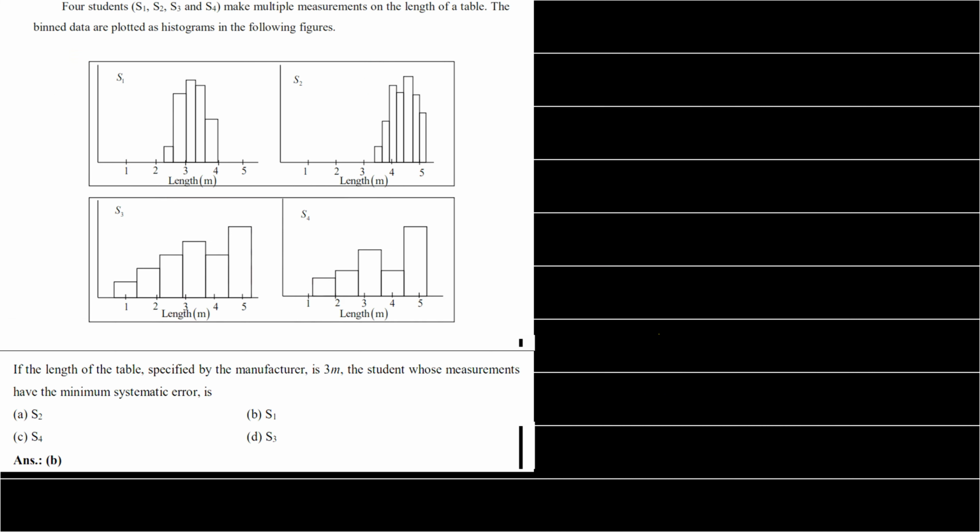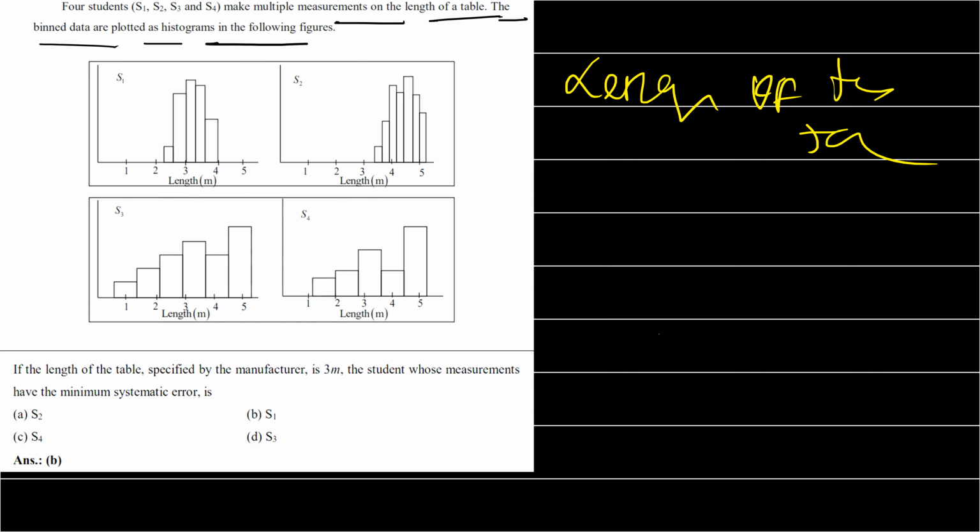Next, 4 students make multiple measurements of the length of the table. The binned data are plotted as histograms in the following figure. Okay, there are 4 students, like s1, s2, s3 and s4, and they have made multiple measurements of the length of the table. The binned data are plotted as histograms in the following figures.